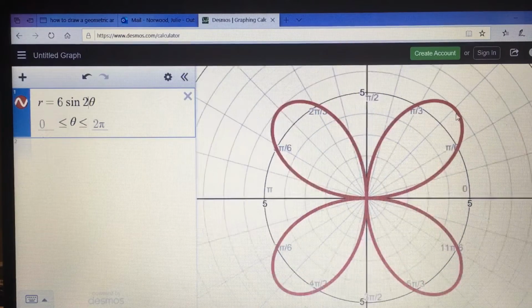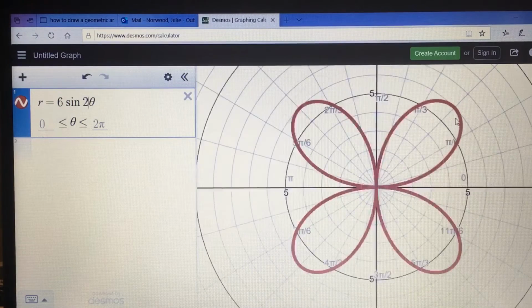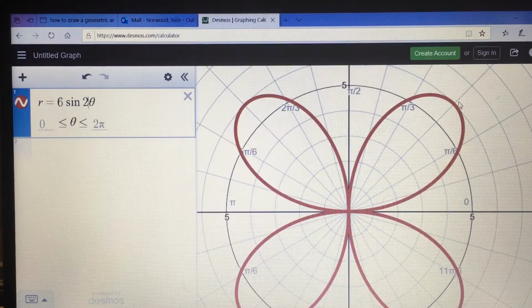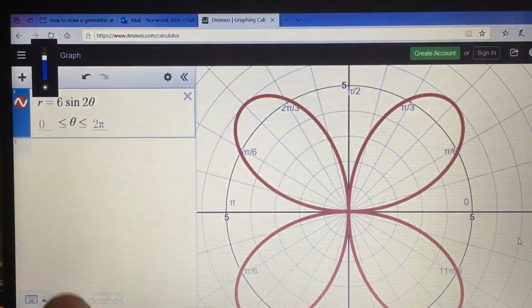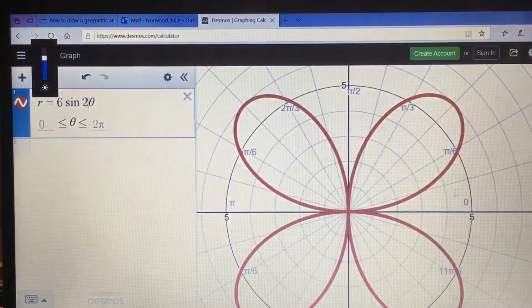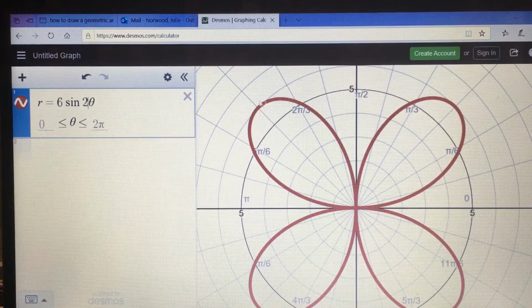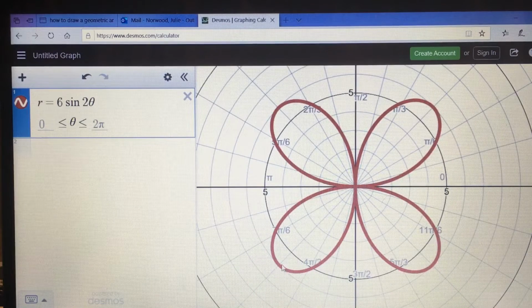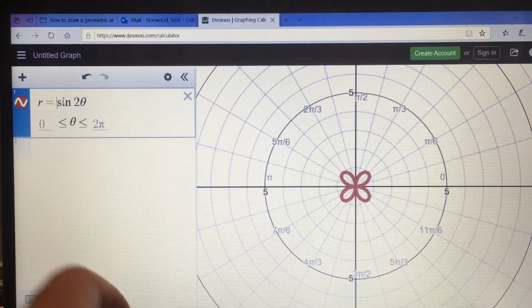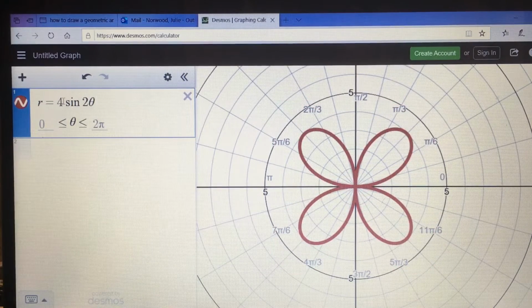It's not very dark, and for some reason it's just kind of hard to see that. But anyway, this right here is 6, and this right here is 6. All these petal lengths are 6, which is because of the number in the front. So if I changed that 6 to a 4, it would just make the petals shorter. I like the 6 better though.